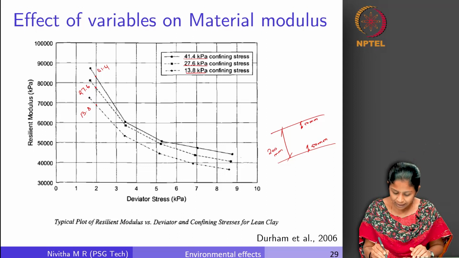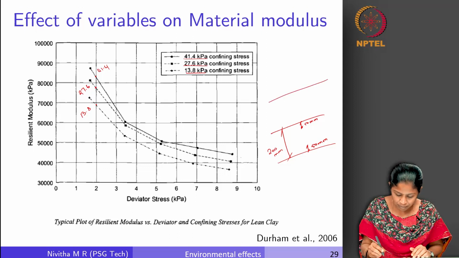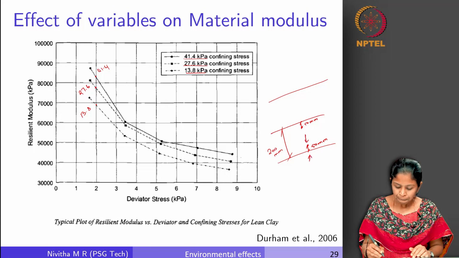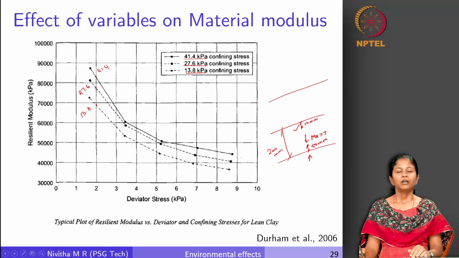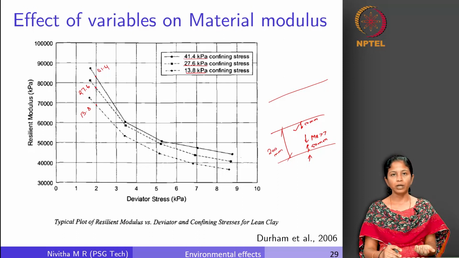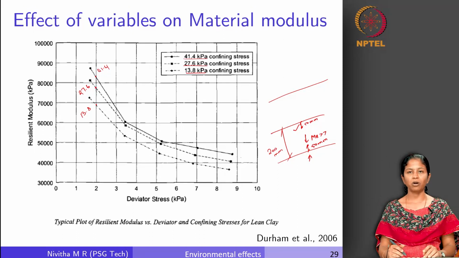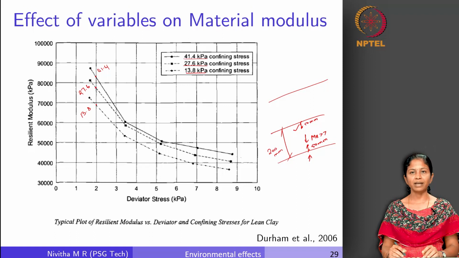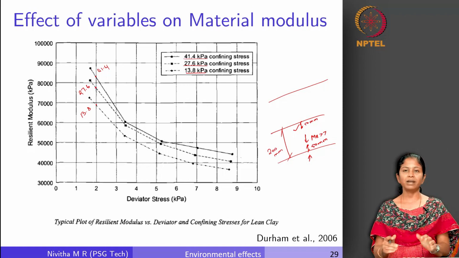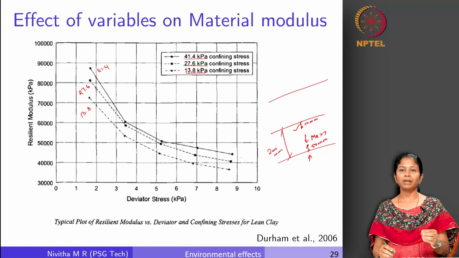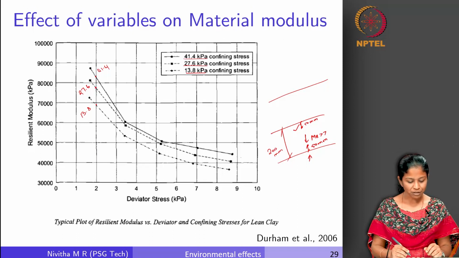So, let us say that there is a pavement system here. This point is going to have more load, more confining pressure. So, this point will have a slightly higher resilient modulus compared to this particular point. Whenever we attempt to measure the resilient modulus, it is very important that we take into account the confining condition and try to simulate it as precisely as possible. So, this is the influence of confining stress.